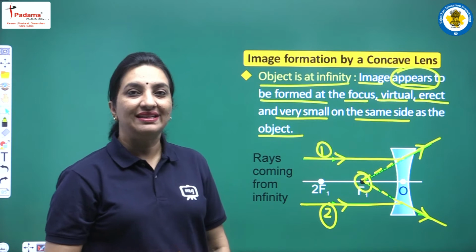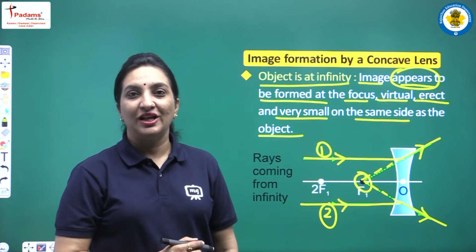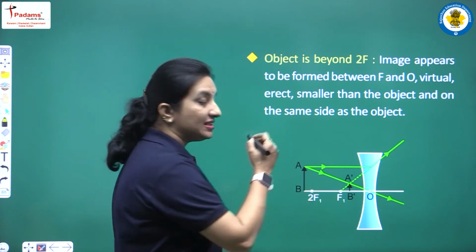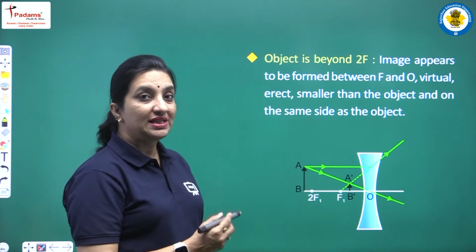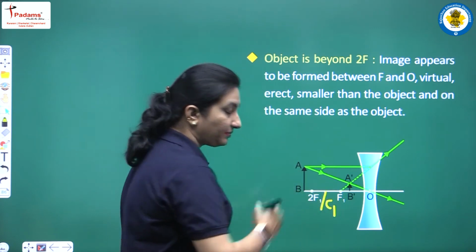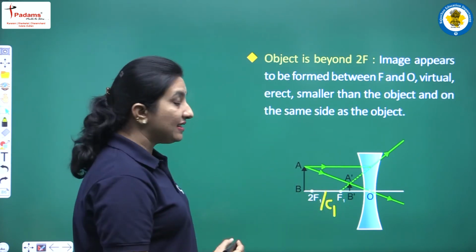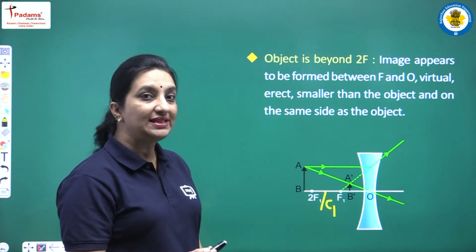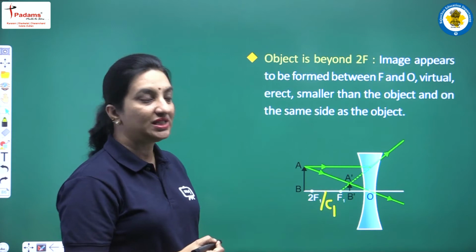Now let's see the second position of the object. Now here the object is placed between infinity and 2f1. Students, here we can write 2f1 or we can write c1. So what we see is, again we have to take two rays of light which are going to be incident on the lens, and then we will see how the image is formed.